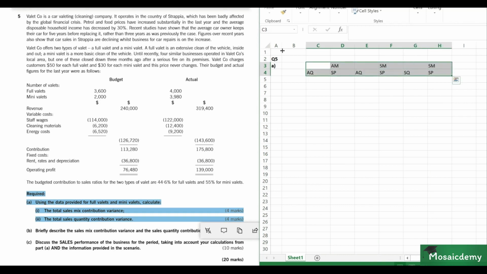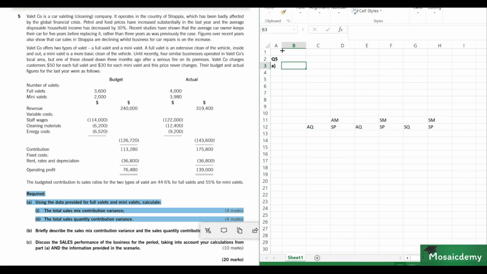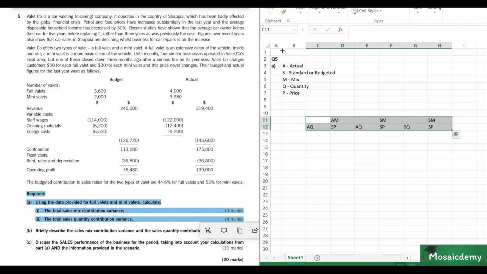So let's just move this down a bit because we're using shorthand to be clear to the examiner. As a courtesy to them, let's clarify what we mean by these shorthands, right? So A stands for actual, right? S stands for standard, or in some cases budgeted, right? M stands for the mix, obviously. Q stands for the quantity, and P stands for the price, right? So we've clarified that. Now we can resume with our table.